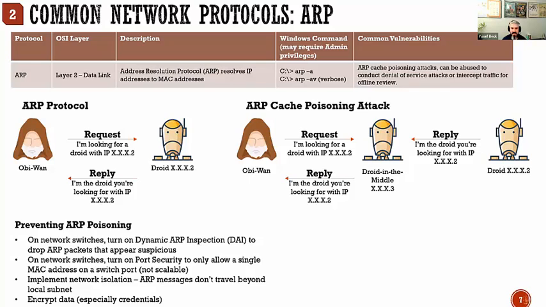And essentially on the left-hand side, we've got an ARP protocol. OB1 and the droid are two different systems. OB1 sends out an ARP request saying, hey, I'm looking for a droid with this IP address. Droid replies back saying, yep, I'm that droid.